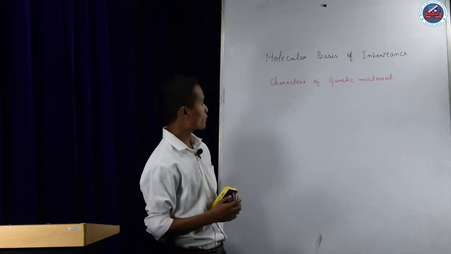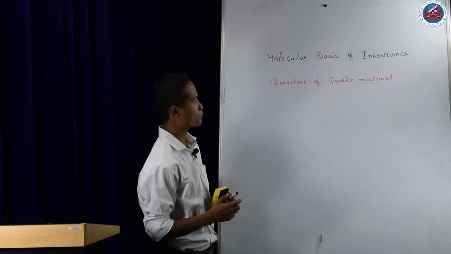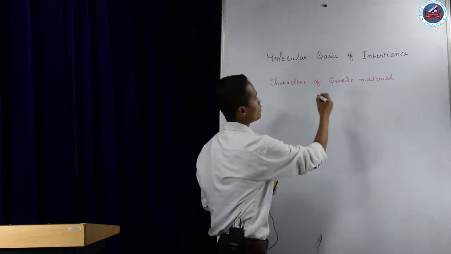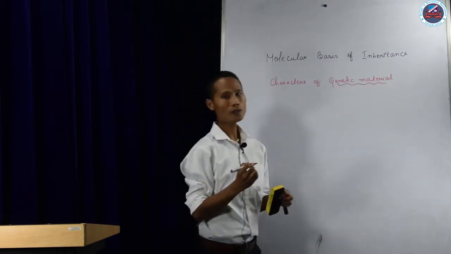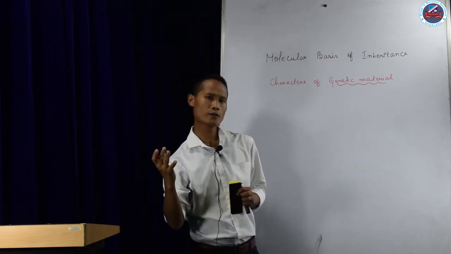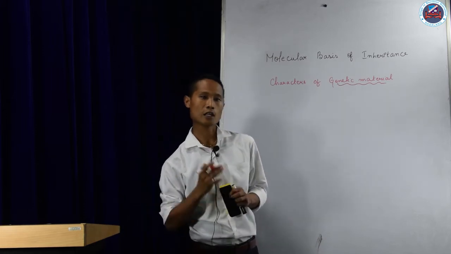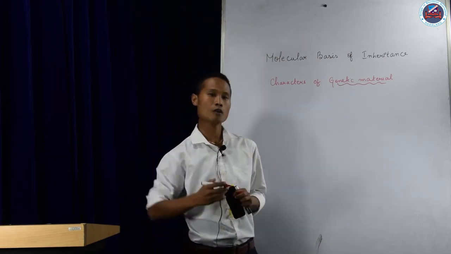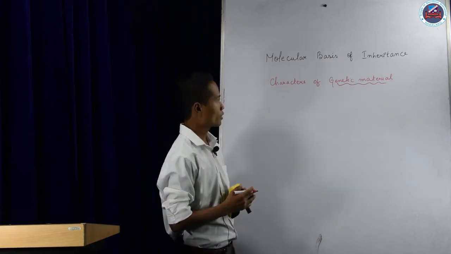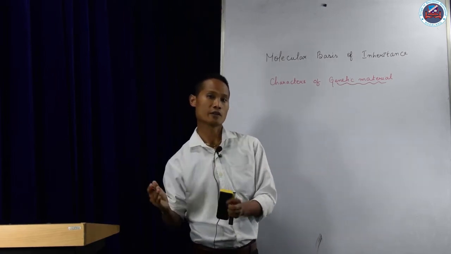Before we start with the chapter, let me first explain the introduction of this chapter. That is, let's try to understand the meaning of genetic material. What is this genetic material? Something that has been transferred from the parents to the offspring, for example, like the color of the hair, the height of the organism, and many more.